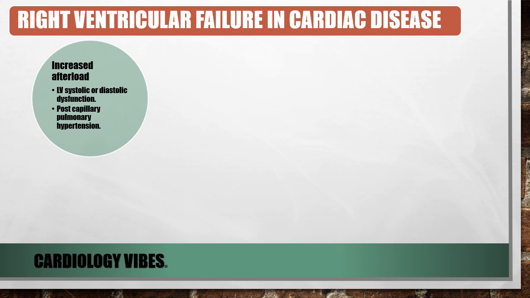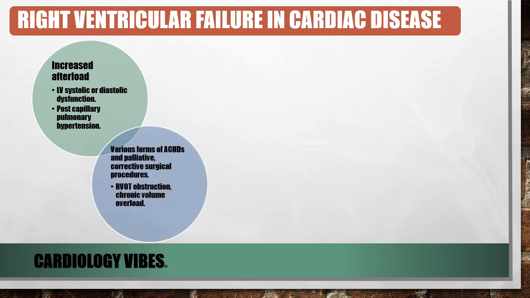And the first mechanism is increased afterload. So if a patient has left ventricular systolic or diastolic dysfunction, or patient has post-capillary pulmonary hypertension, these patients can ultimately develop right ventricular failure. Similarly, various forms of adult congenital heart diseases and palliative or corrective surgical procedures such as RVOT obstruction and chronic volume overload may be the underlying cause in such conditions that ultimately can lead to right ventricular failure.